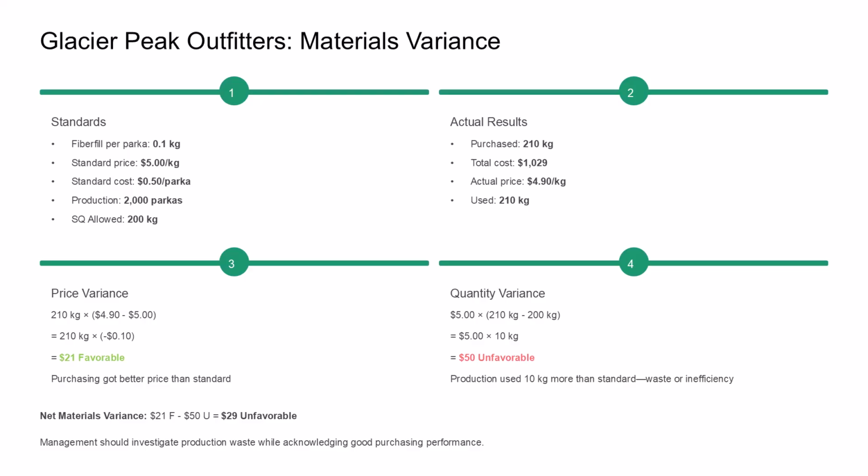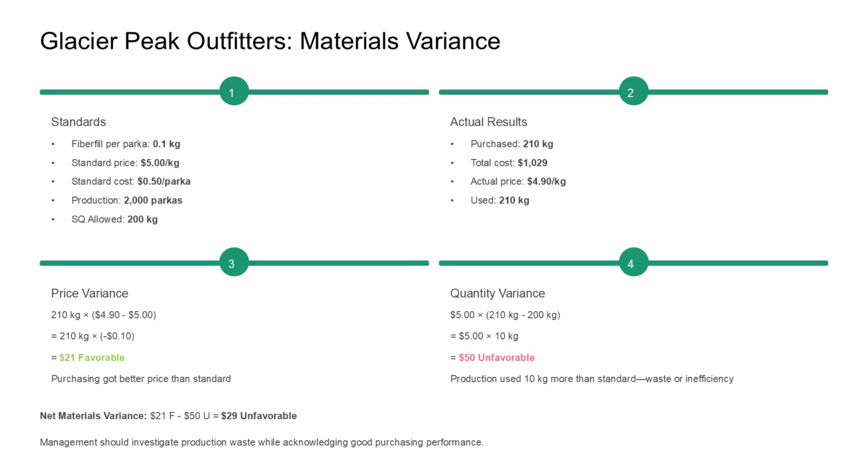Now the materials quantity variance. Standard price is $5 per kilogram. Actual quantity used was 210 kilograms. Standard quantity allowed for 2,000 parkas was 200 kilograms. Quantity variance equals $5 times (210 minus 200), which equals $5 times 10 kilograms, equals $50 unfavorable. Production used 10 more kilograms than they should have for 2,000 parkas. That's inefficiency or waste, costs us $50.